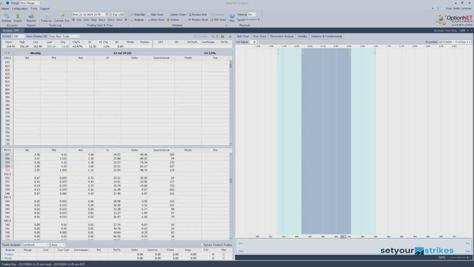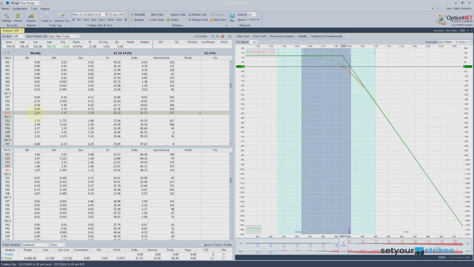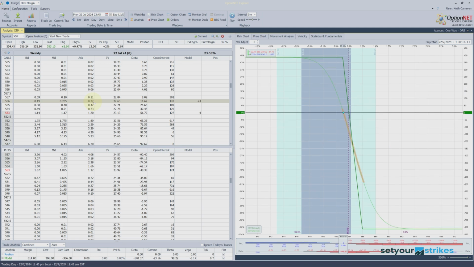But let's put on our trade. This is a bearish trade now. So now we got to find our calls. There we go, 553. That doesn't look like a lot of premium. 1, 2, 3, 4. Okay, that looks good, yeah.